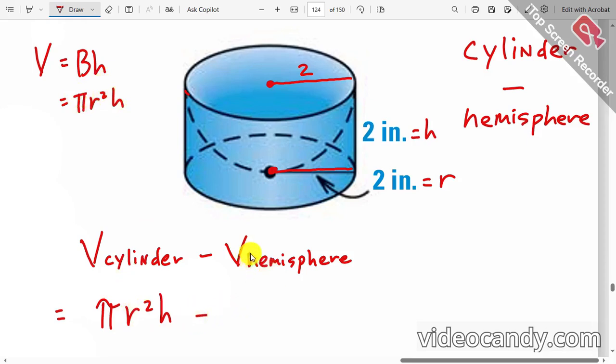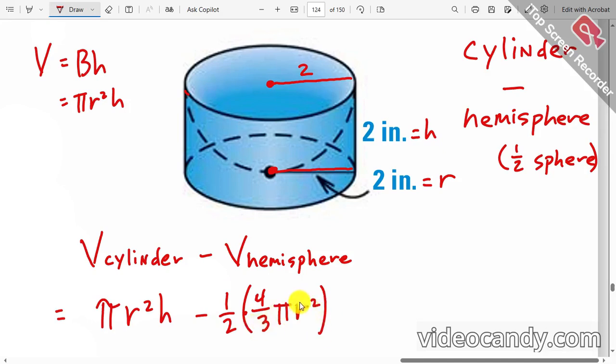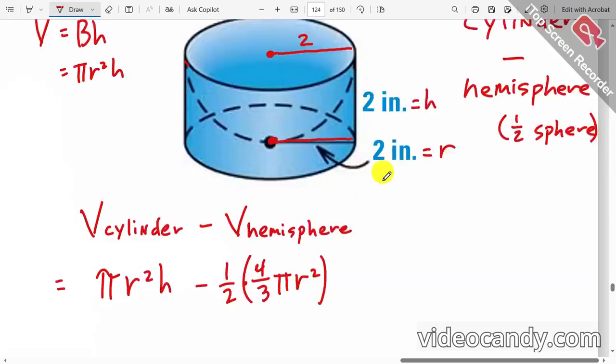A hemisphere, we said a hemisphere is half of a sphere. The hemisphere is half of a sphere. So for a sphere, we know the volume is 4/3 pi r cubed. However, the hemisphere is only half of a sphere, so the hemisphere is going to be times half. So this right here is the volume of a sphere, but it's times half because it's a hemisphere. All right, now we're in business.